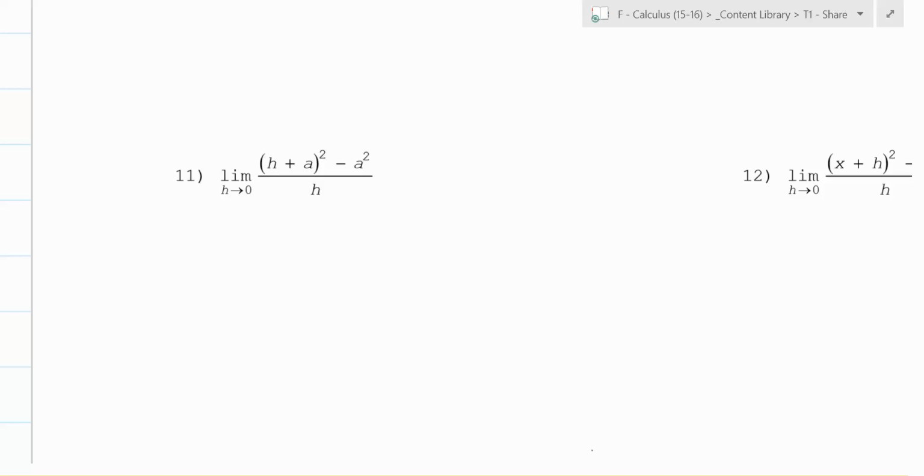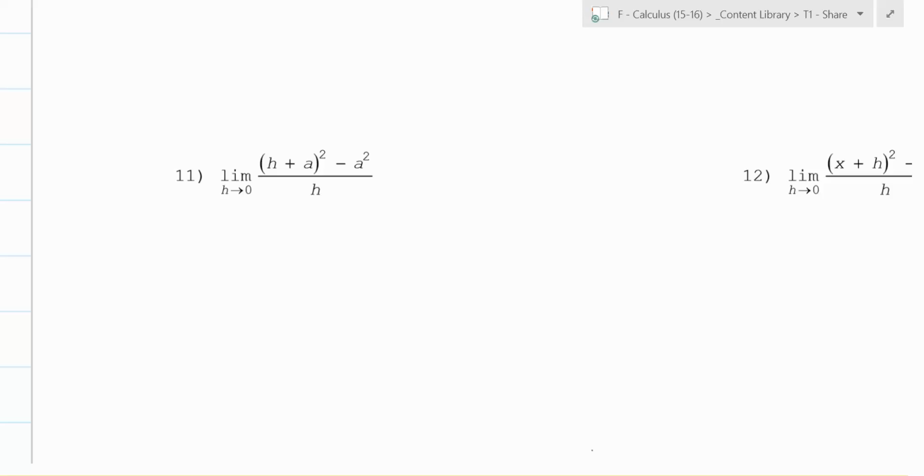As h goes to 0, what happens to the numerator? It goes to 0. Well, depending on what a is, right? a is probably going to be in our answer. You can assume a could be like 3 or 4, but it's a constant number. It's a static number. We did one like this in class.